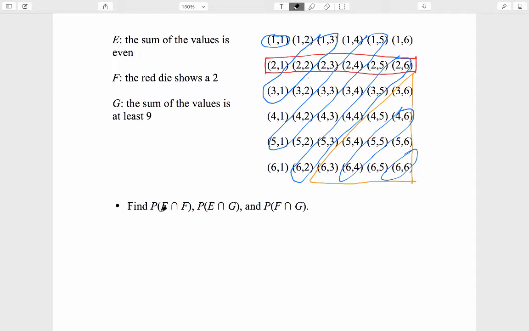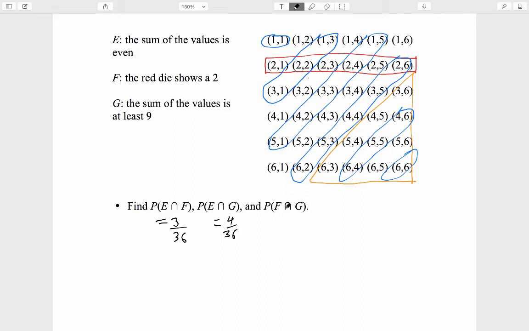To find the probability of E intersect F, we are simply counting up how many outcomes are in both events, and there are 3 of them: (2,2), (2,4), and (2,6). So the probability of E intersect F is 3 out of 36. For E intersect G, there are 4 outcomes in common: (4,6), (5,5), (6,4), and (6,6). So the probability of E intersect G equals 4 over 36.